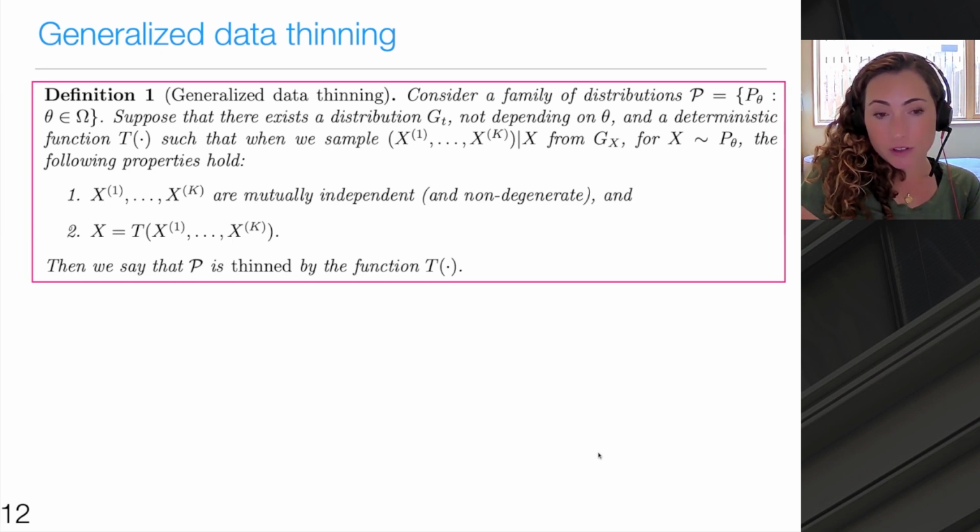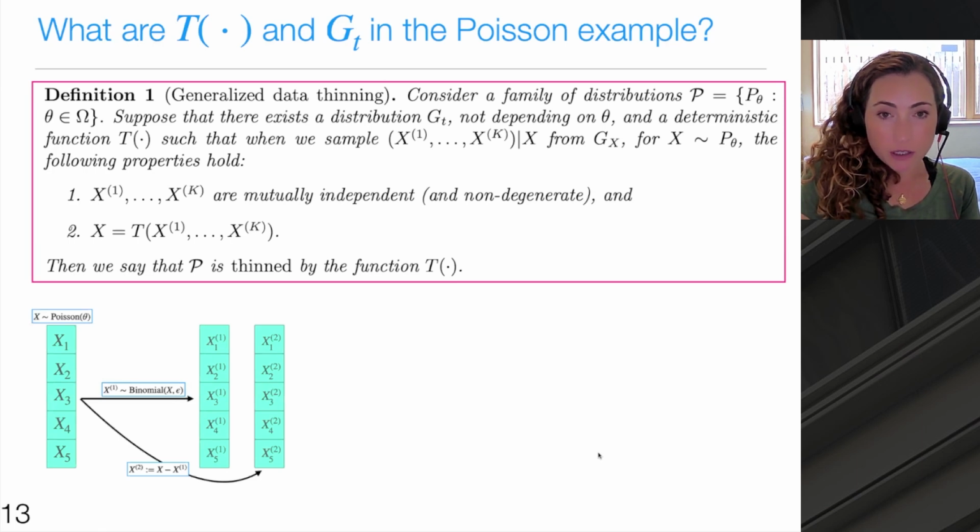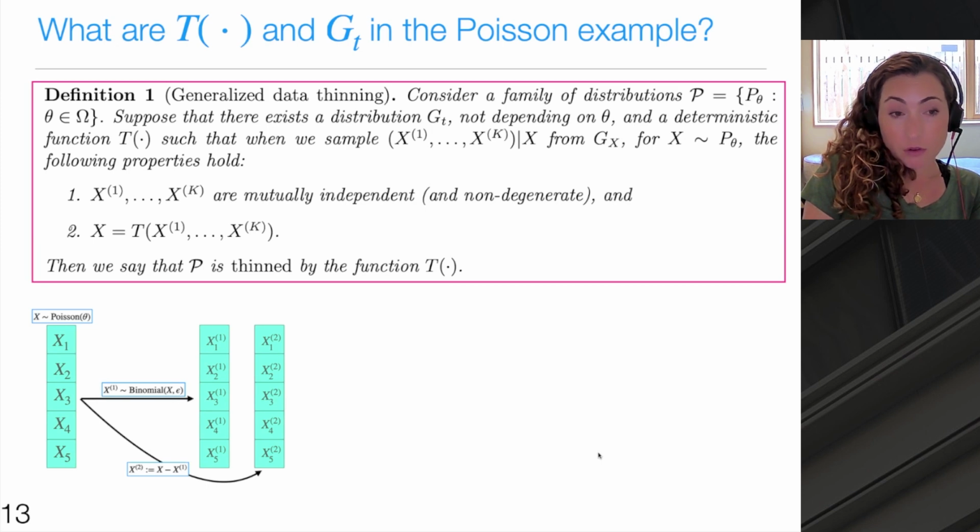So if you give me a distributional family P, I want to be able to come up with a function T such that this definition is satisfied. So we can think about the Poisson example just to make sure we understand how that relates to this definition. Well, in this example, we're going to end up with x1 and x2 that are independent. So that satisfies the first part of definition one. And then the second part of definition one, to see that it's satisfied, remember that we can just sum up x1 and x2 to get x. So here the function capital T is addition.